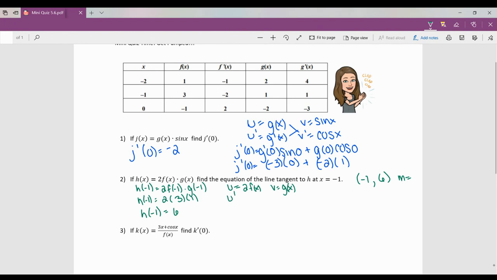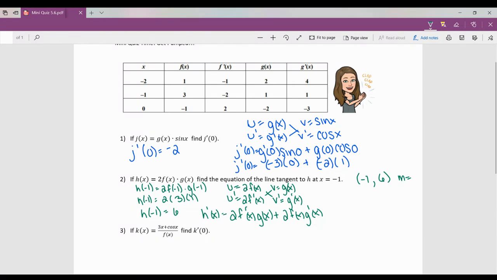Now u prime is going to be 2, a constant, so it stays out in front, times the derivative of f, which is f prime of x. V prime equals the derivative of g of x, which is g prime of x. All right, so u prime v, so we've got 2f prime of x times g of x plus u v prime, 2f of x, g prime of x, and that is what h prime of x is equal to.